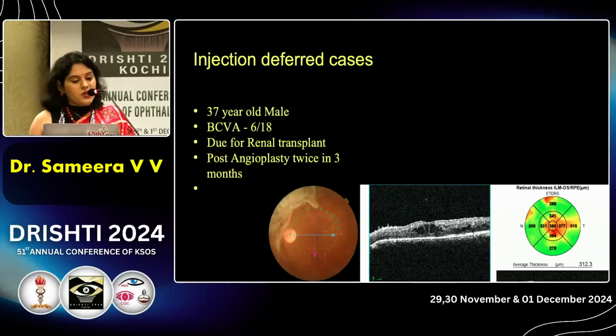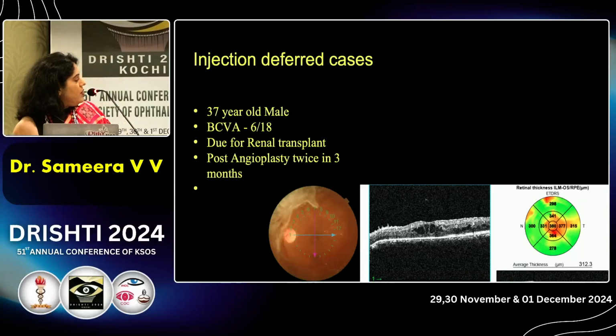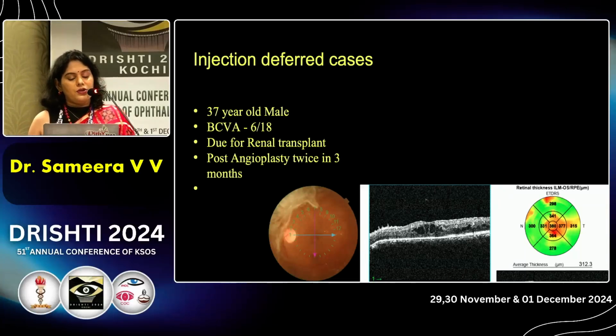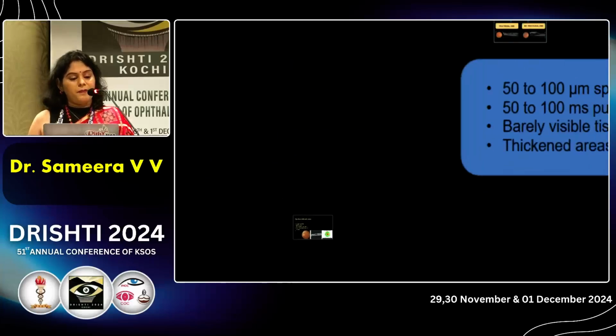Now, injection deferred cases. This is one case which is very close to my heart. This patient has been under treatment with me for the past 4 years. A 37-year-old male, BCVA 6/18. He is due for his renal transplant. He underwent angioplasty twice in 3 months, and still there is a large block. You cannot take this patient up, and you can see the traction is there towards the extramacular area. So the edema is still there. In such cases, you can actually plan for laser.